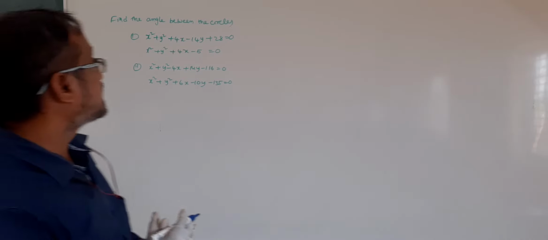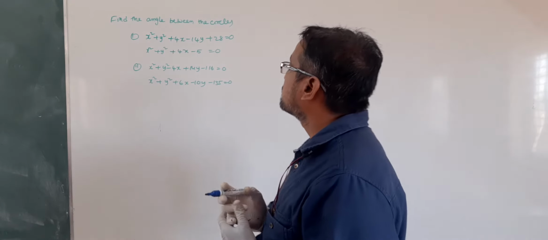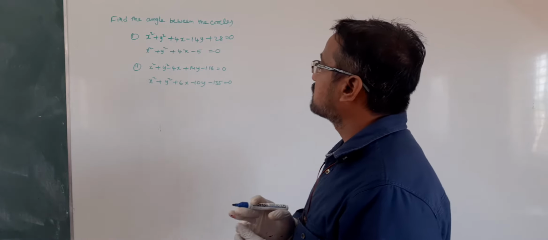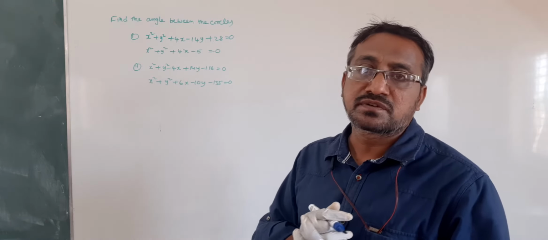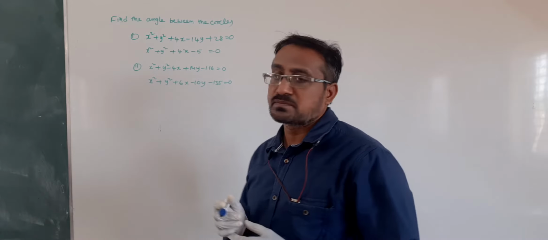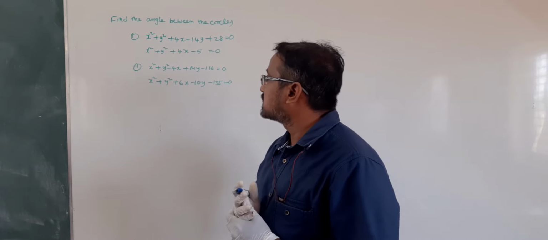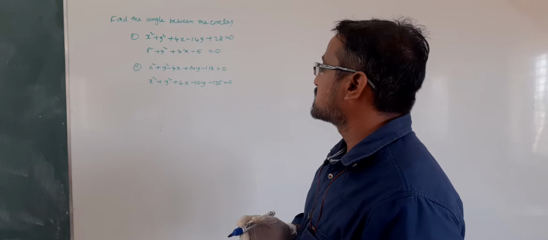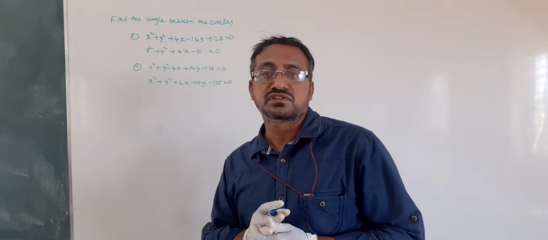Next problem is find the angle between the circles. First one, x square plus y square plus 4x minus 14y plus 28 equals 0, and x square plus y square plus 4x minus 5 is equal to 0. And second problem is x square plus y square minus 4x plus 14y minus 116 equals 0, and x square plus y square plus 6x minus 10y minus 135 is equal to 0.